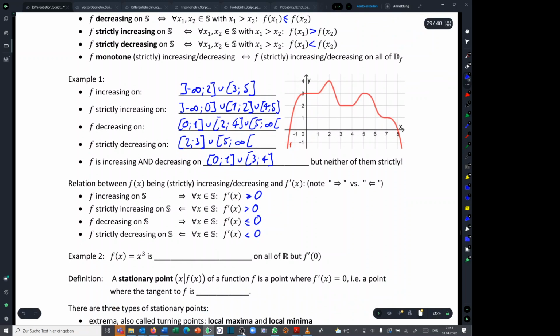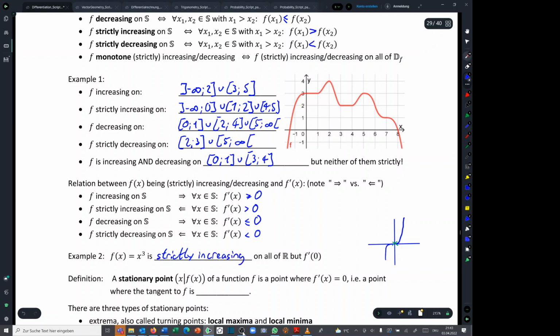Let's look now at the special example f of x being x to the power of 3. You remember, f of x being x to the power of 3. It looks somehow like this here. And we have this saddle point at 0, 0. Now, x to the power of 3 is strictly increasing on all of R. Why is that the case?